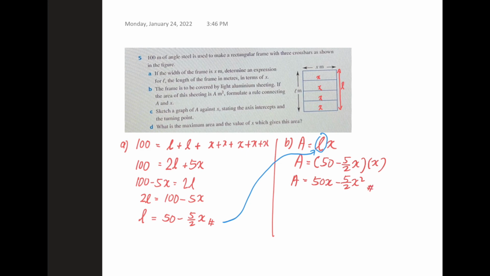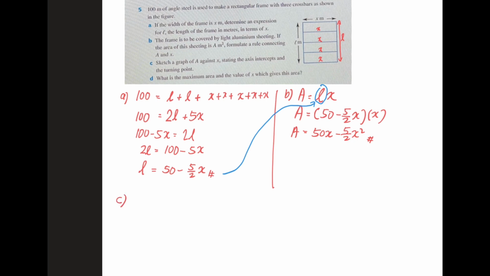And let's continue with C. They say sketch a graph of A against x, stating the axis intercepts and the turning point. So we need to sketch this graph. Okay, so we have a few steps to do here. Okay, let's say I put it here, part C. So I'm going to sketch A equal to minus 5 over 2 x squared plus 50x. I rearrange the equation a little bit. As you can see, the power 2 term I put in front, the x term I put at the back.